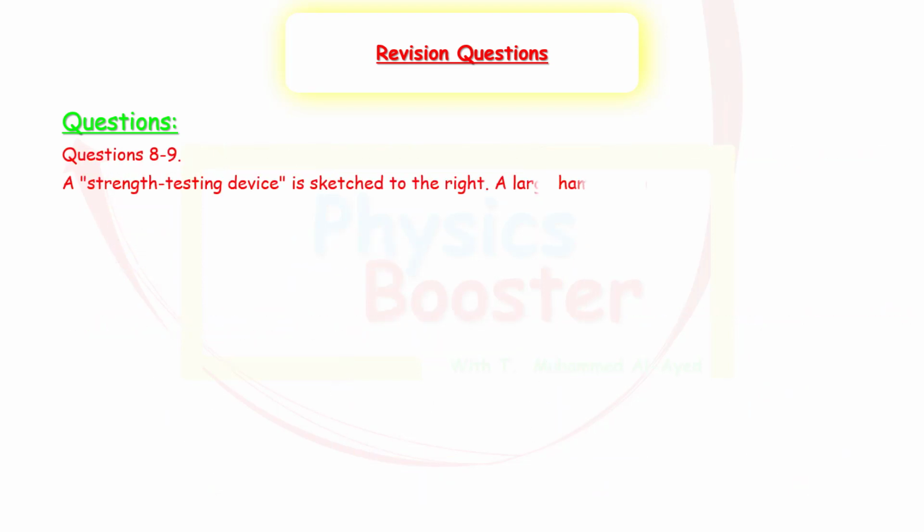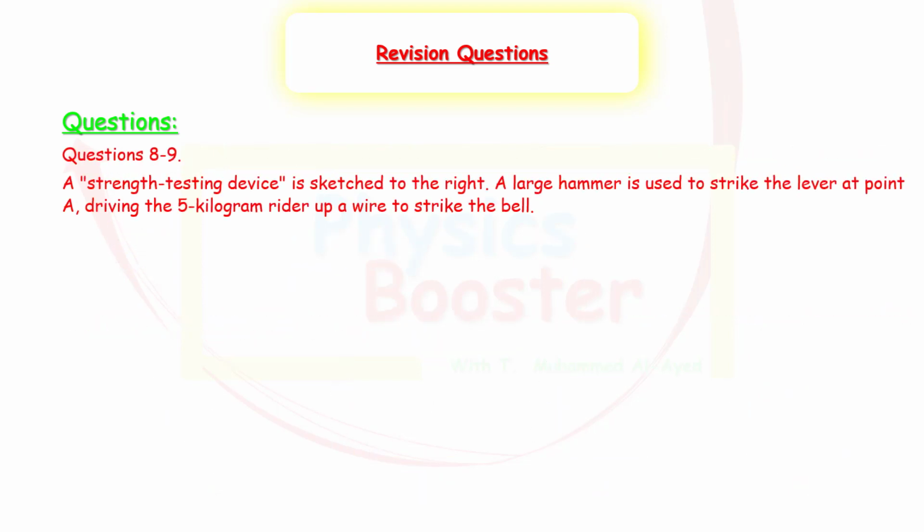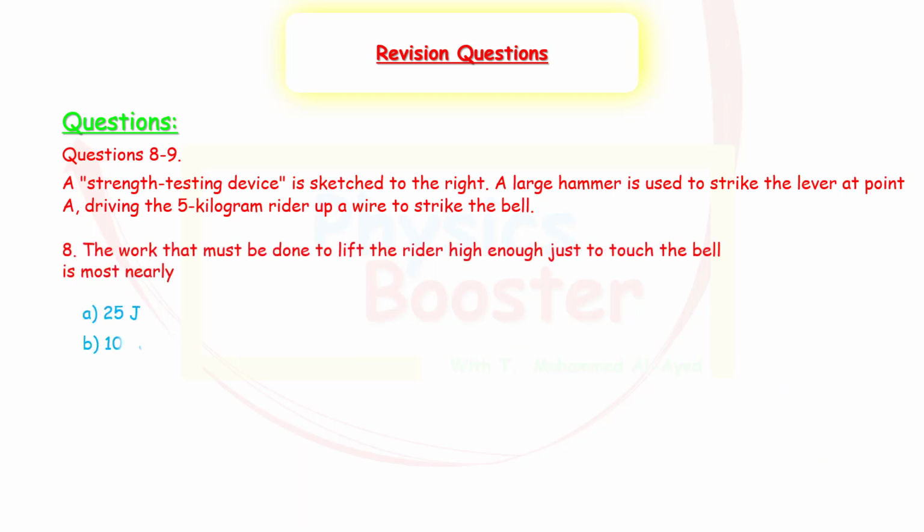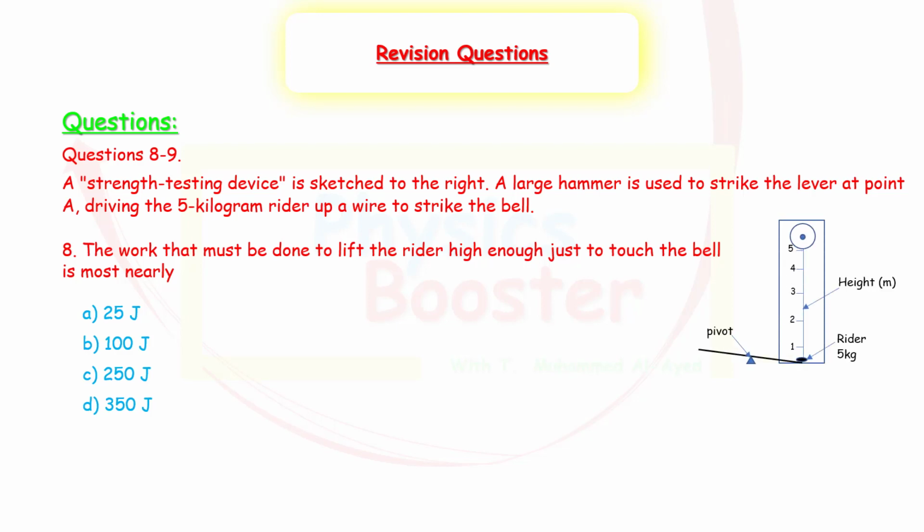Next question. Questions 8 and 9. A strength testing device is sketched to the right. A large hammer is used to strike the lever at point A, driving the 5-kilogram rider up a wire to strike the ball. So, simply, we have here something called a rider, which is a piece of metal that has a mass of 5 kilograms.